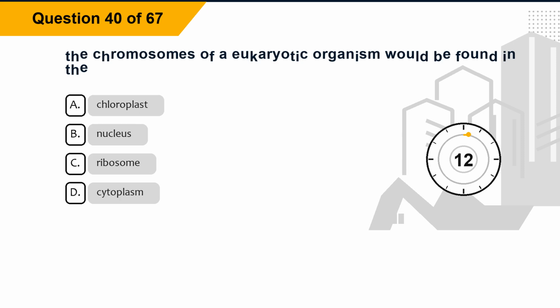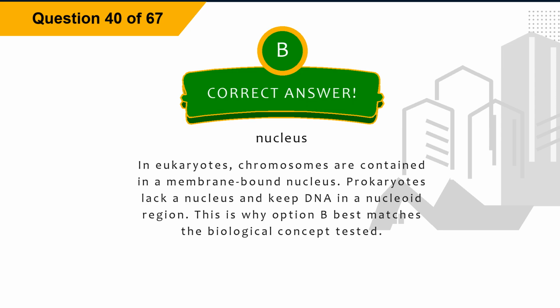Question 40. The chromosomes of a eukaryotic organism would be found in the: option A, chloroplast. Option B, nucleus. Option C, ribosome. Option D, cytoplasm. The correct answer is option B, nucleus. Explanation. In eukaryotes, chromosomes are contained in a membrane-bound nucleus. Prokaryotes lack a nucleus and keep DNA in a nucleoid region.